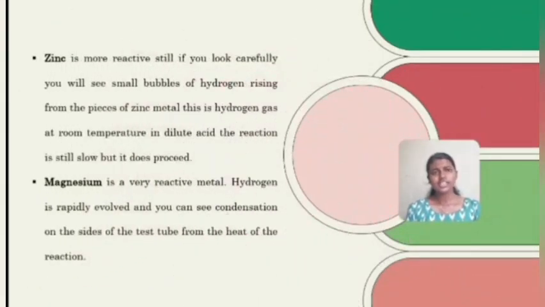Zinc is more reactive still. If you look carefully, you will see small bubbles of hydrogen rising from the pieces of zinc metal. This is hydrogen gas at room temperature. In dilute acid, the reaction is still slow, but it does proceed. Then we observe that magnesium is a very reactive metal. Hydrogen is rapidly evolved, and you can see condensation on the sides of the test tube from the heat of reaction.